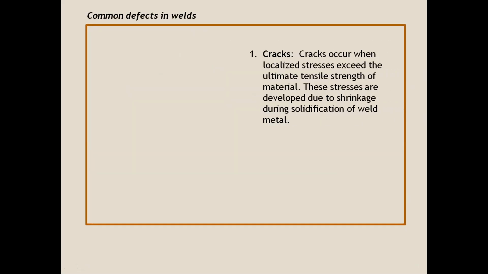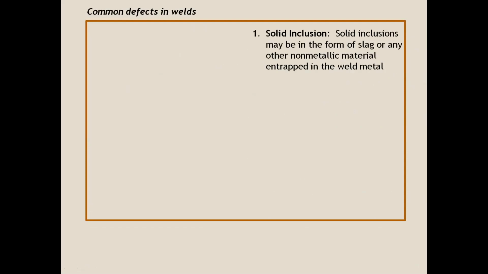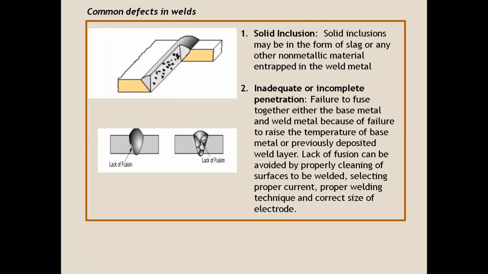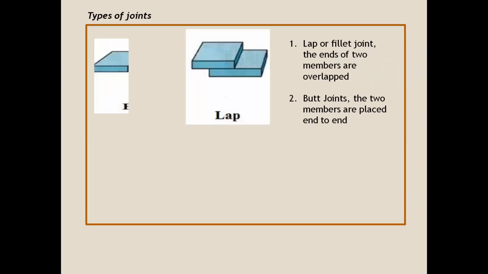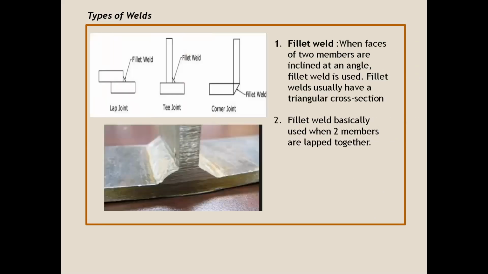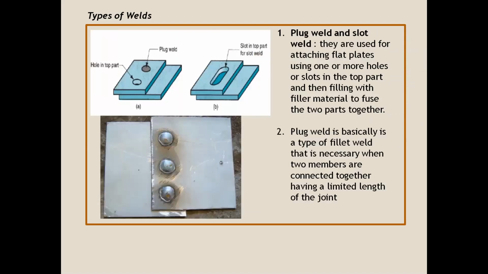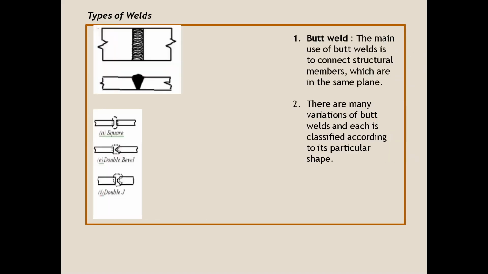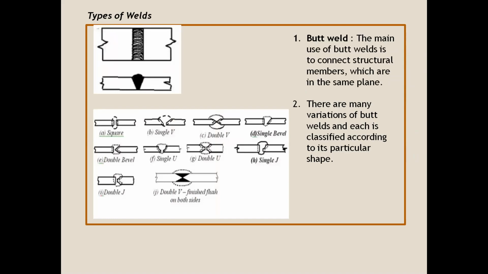And common defects in welds. Last class we explained these topics. Types of joints were also explained. Types of welds: fillet weld, plug weld, slot weld, and butt weld, with different types of butt welds. Last class we discussed these topics.